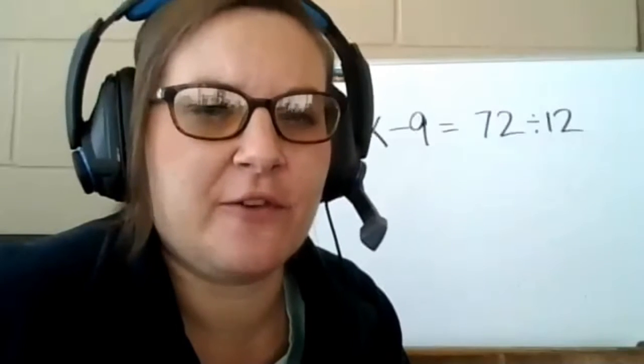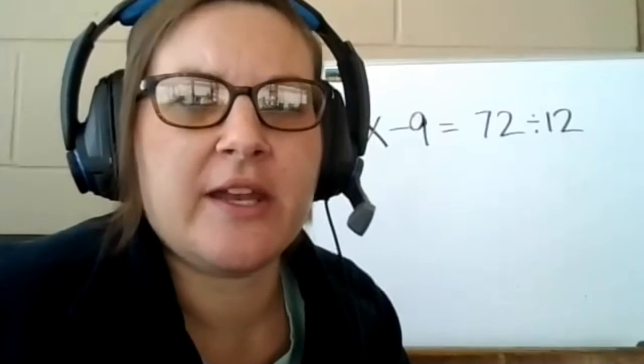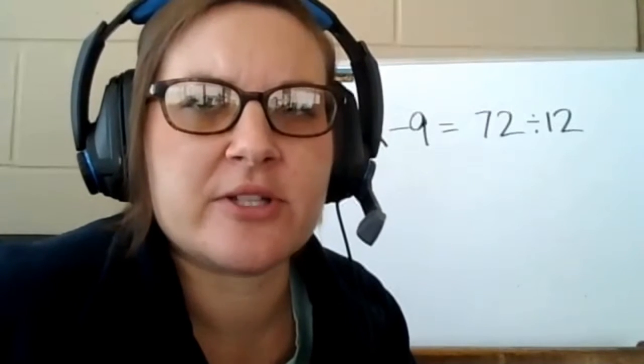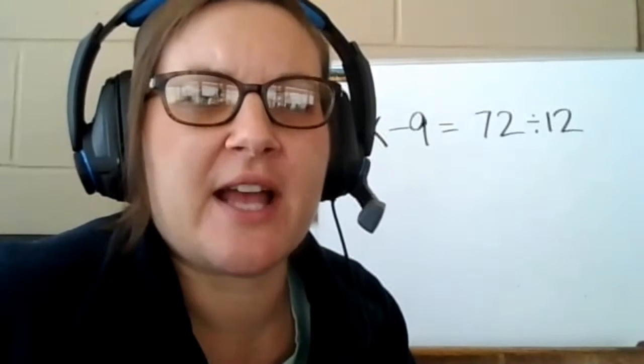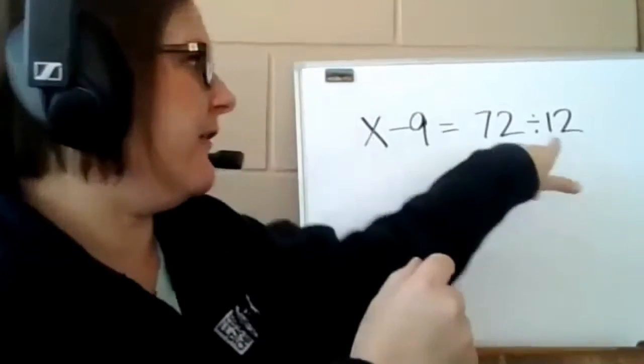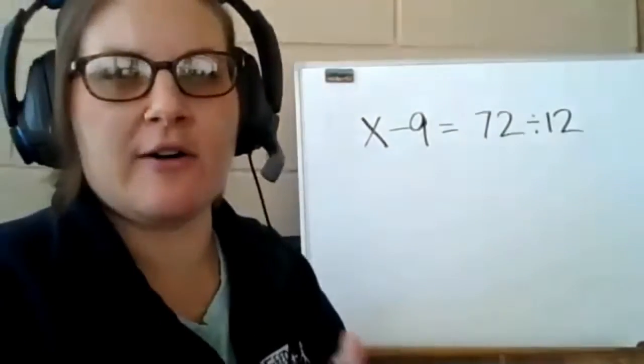That we are solving for. And we cannot solve the letter side, can we? We don't know the letter side. We can only solve the side that has no letter. So right now we can solve 72 divided by 12.